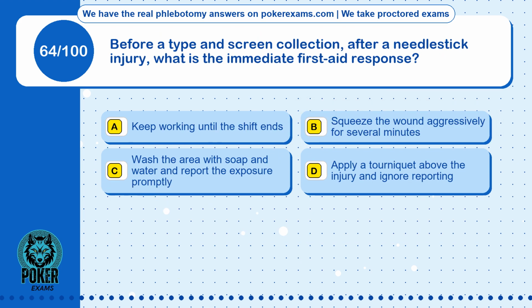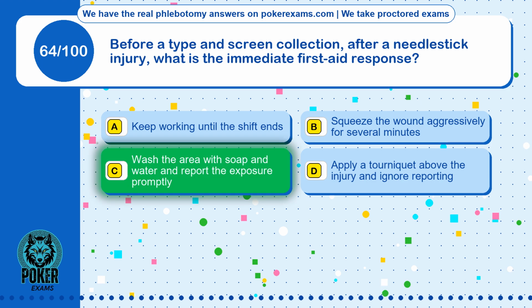Question 64. Before a type and screen collection, after a needle stick injury, what is the immediate first aid response? Option A, keep working until the shift ends. Option B, squeeze the wound aggressively for several minutes. Option C, wash the area with soap and water and report the exposure promptly. Option D, apply a tourniquet above the injury and ignore reporting.